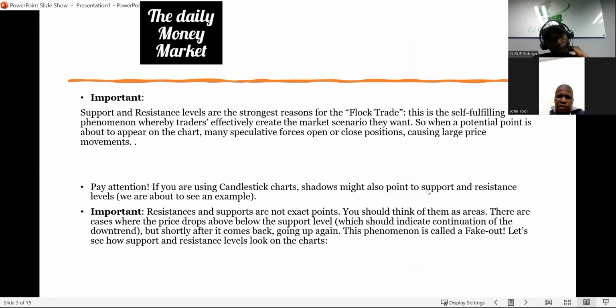All right. So some few importance that we should take in terms of support and resistance. Support and resistance levels are the strongest reasons for the flock trade, right? This is the self-fulfilling phenomenon whereby the traders effectively create the market scenario they want. From you identifying the support and the resistance, you are putting yourself in a place where you can create the market scenario that you actually want. So this is where a lot of people can lose money and a lot of people make money.